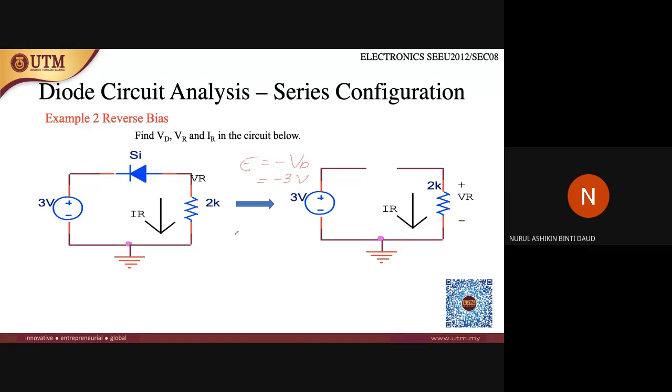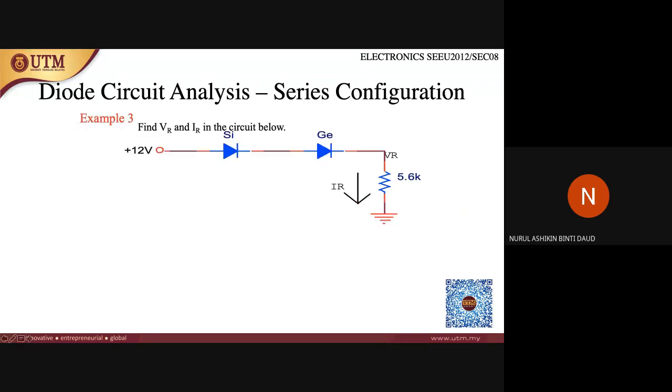Alright. So next, what is the value of VR? Since there is no current flow, IR is 0, so VR is also 0. Okay, so for reverse bias, it's very easy. Since there is no current flow, everything will be 0.